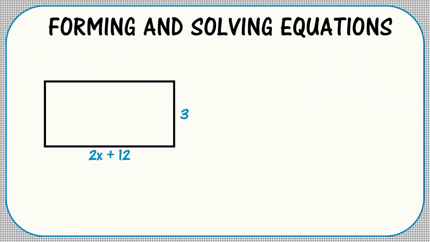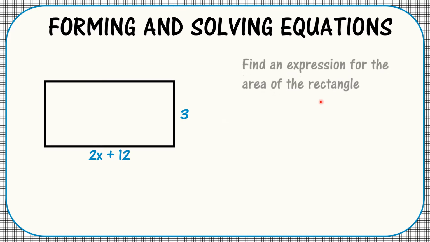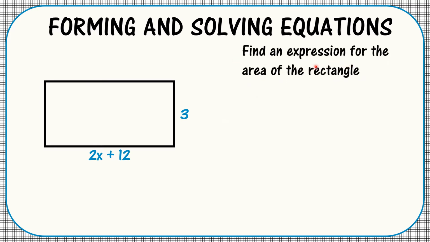Generally, when we have these questions, they are in two parts. The first part will ask us to form an expression. An expression does not have an equal sign. So find an expression for the area of the rectangle. We should know that the area of a rectangle is the base times the height or length times width. So this will be 3 times 2x plus 12. So it will be 3 times 2x and then 3 times 12. This obviously gives us 6x plus 36.